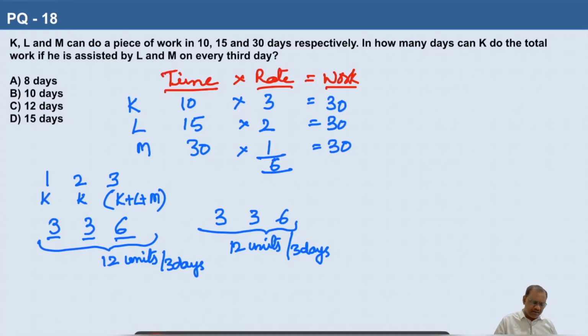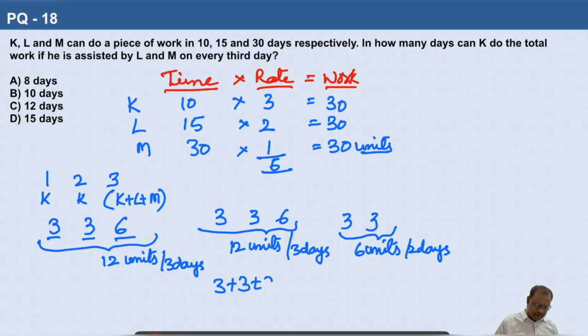Next, total we have 30 units of work to be done. So next, after 6 days, 7th day, more 3 units. So that is 24 plus 3, 27. And then again 7th day, more 3 units. So this is 2 days, 6 units the next 2 days. So total 12 plus 12, 24 plus 6, 30 units of work is done in 3 plus 3 plus 2, 8 days.